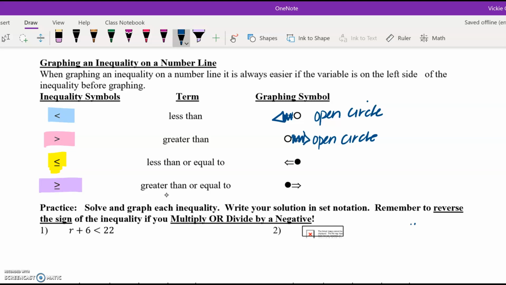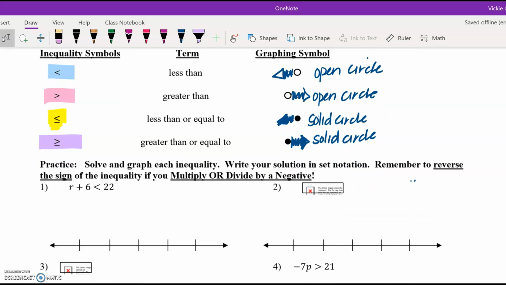The less than or equal to symbol is in yellow. Notice that it has a line under the less than. This is now a solid circle. And you will graph everything to the left. The purple is a greater than or equal to symbol. It is also a solid circle. And you will graph everything to the right because it is bigger.